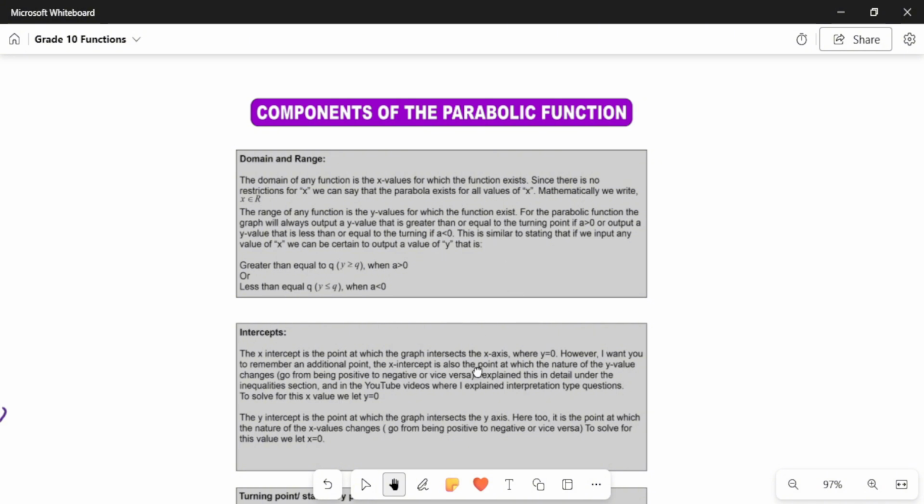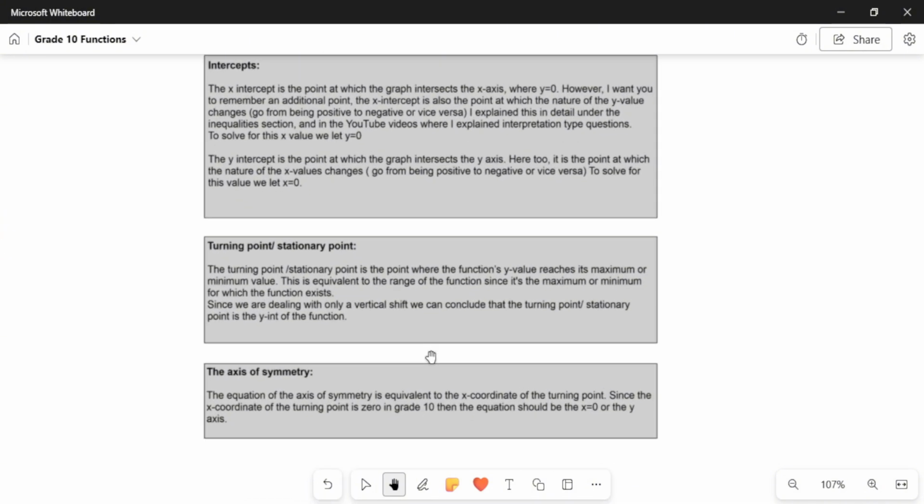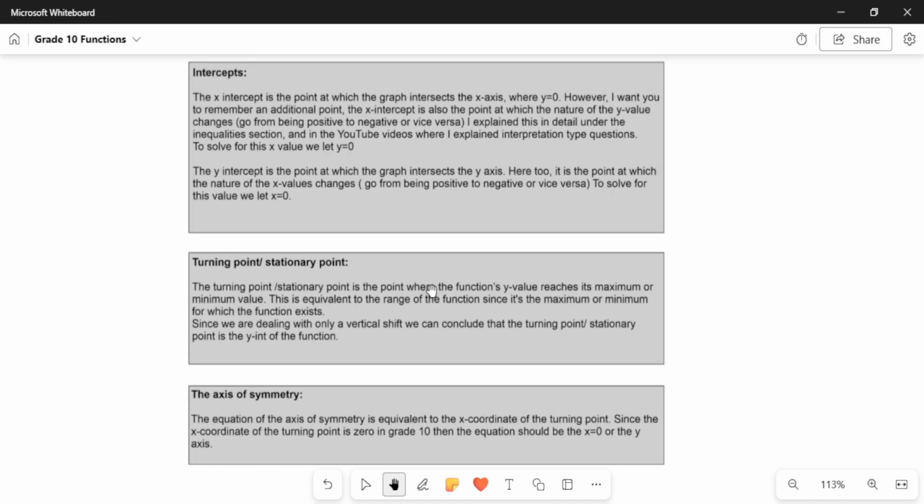Although we have to go in this order, the first point that I want to talk about is the turning point. Exactly like I said when we talked about the linear function, the intercepts are the most important point for the linear function. When we talk about the parabolic function, the turning point is the most important point. The turning point, or stationary point, is the point where the function's y value reaches its maximum or minimum value.